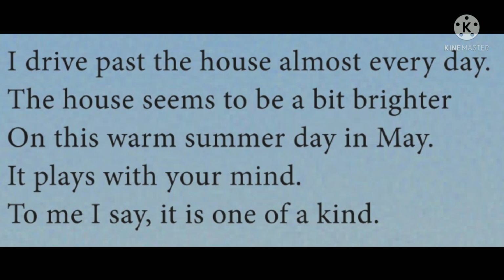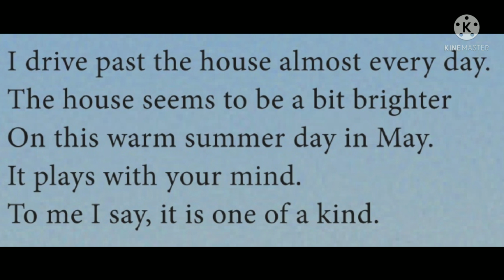The poet drives past the house every day. In May, during the warm summer months, the house seems to be bright. This picture plays in the poet's mind. For the poet, it is one of a kind that stays with a lot of impression. So here the poet says that here I drives past. Here I refers to the poet. So she is telling that the summer month is referred here, that is the month of May. So during the month of May, the house seems to be brighter, but even then she is having some sort of bad impression that she is not willing to go inside the house.